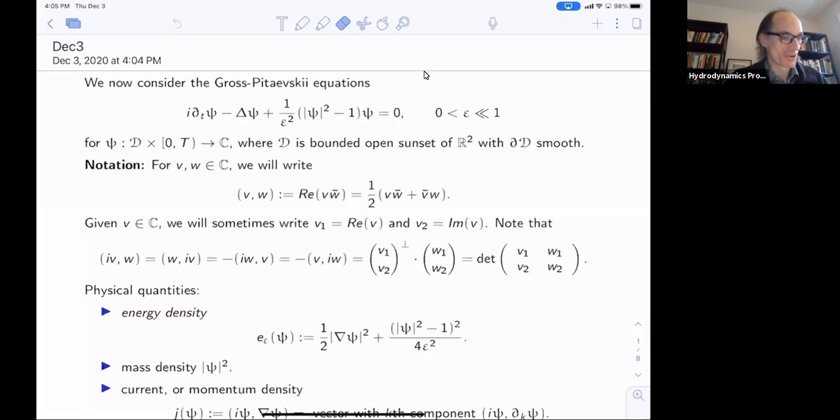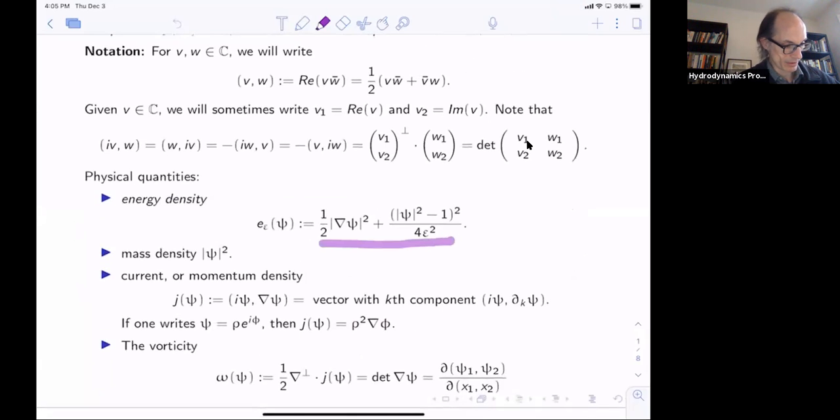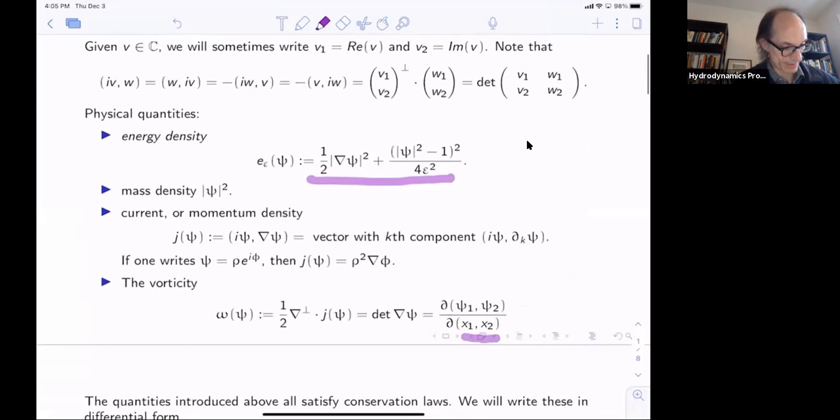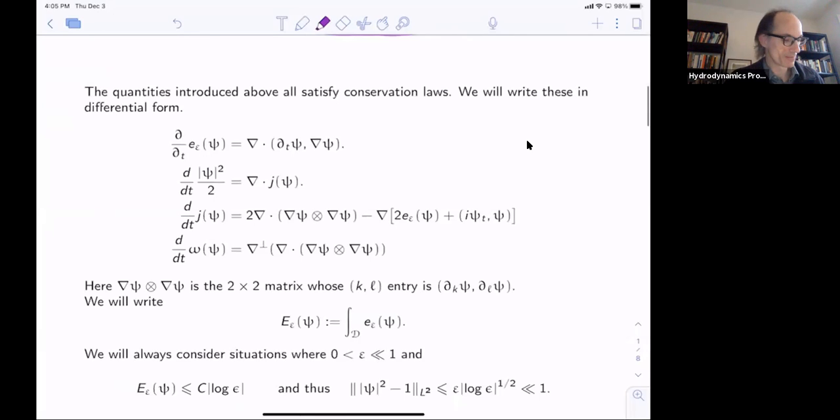Okay, so continue our discussion of the Ginzburg-Landau equations. We have these various physical quantities, including, here they are, the energy density, the vorticity, and as preparation for analyzing the dynamics of vortices, we're proving theorems. We're looking at theorems that discuss the relationship between these two quantities. So this will be key in the study of vortex dynamics. Okay, and these have conservation laws.